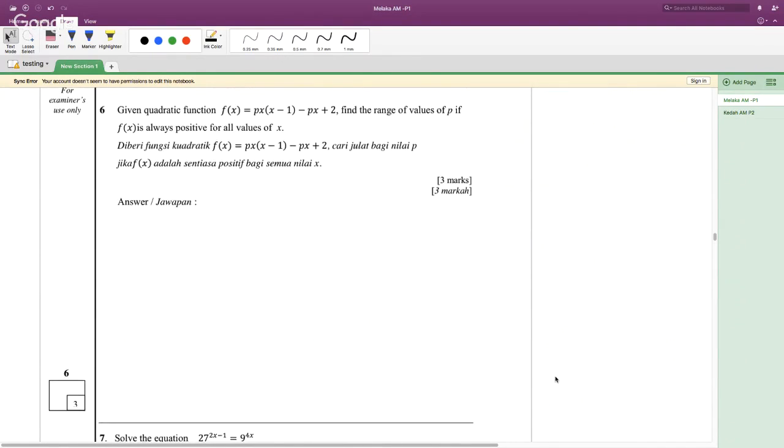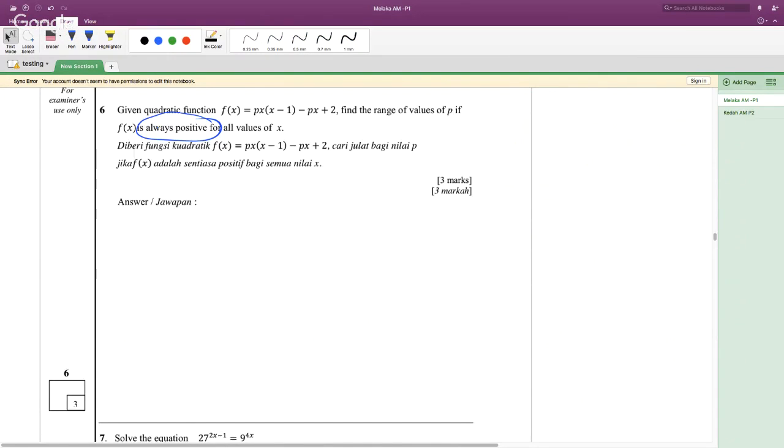Right, so for question number 6, given a quadratic function, you have a quadratic function here. The question asks you to find the range of values of p if f(x) is always positive for all values of x. This kind of question is very common for O level, but for SPM students it's not so common. So the keyword here is always positive.